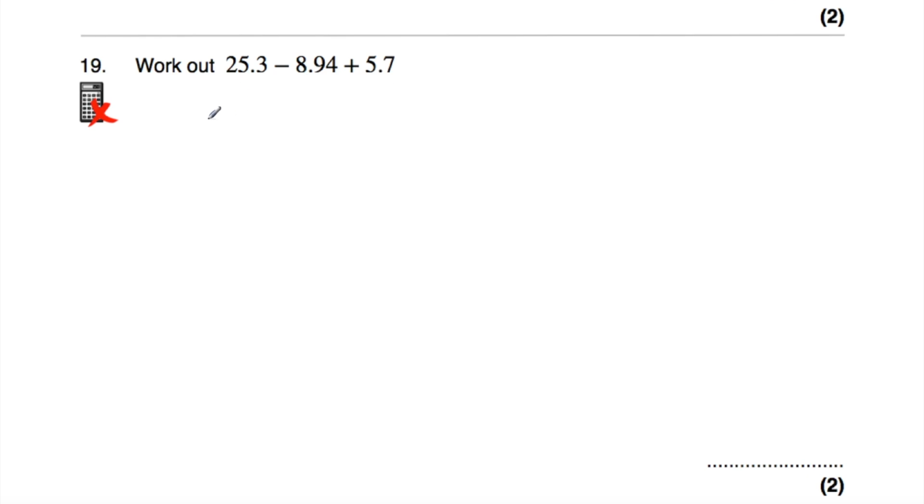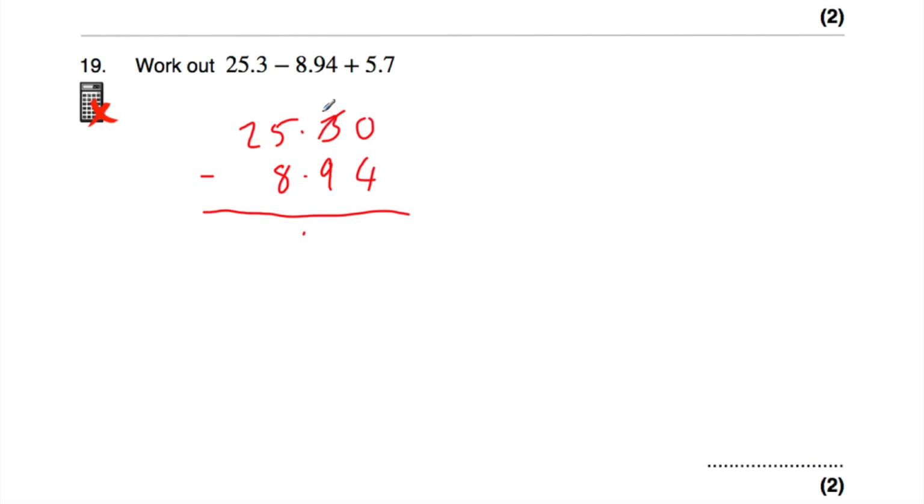So question number 19 says to work out 25.3 subtract 8.94 plus 5.7. So we're going to work from left to right here. So we're going to do 25.3 subtract 8.94. And we're going to put a 0 there just to make sure there's a placeholder there. We're going to do a subtraction here and put another decimal point there.